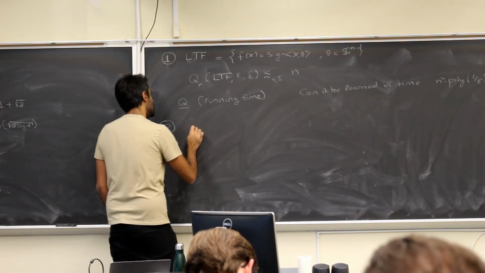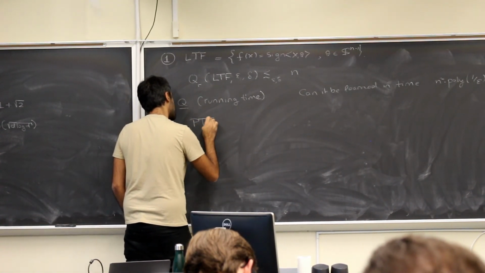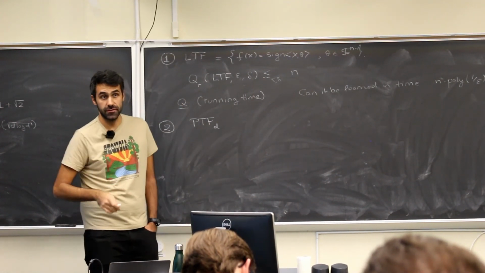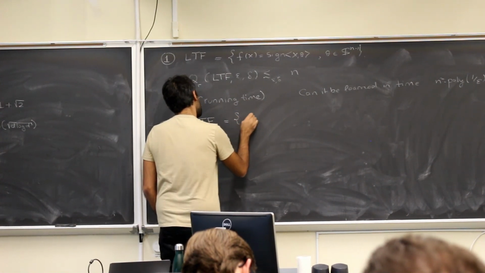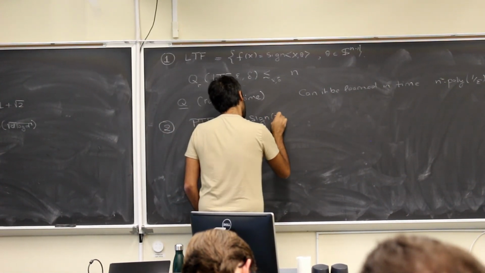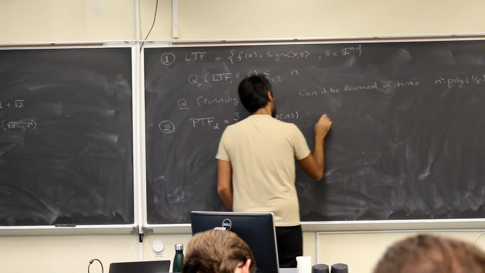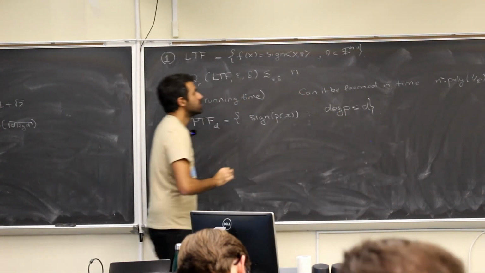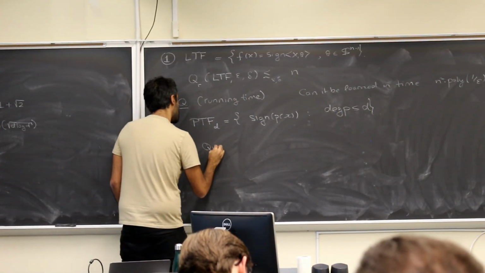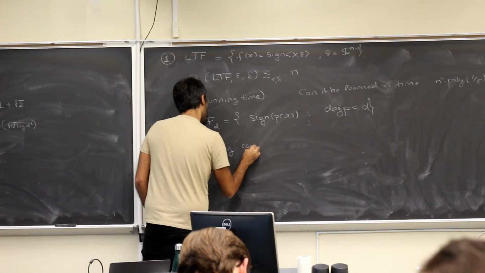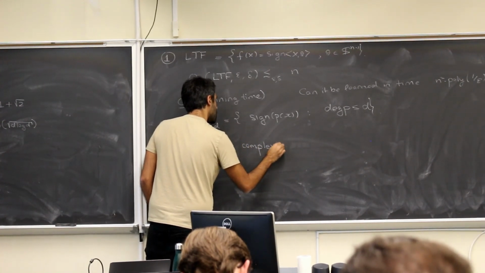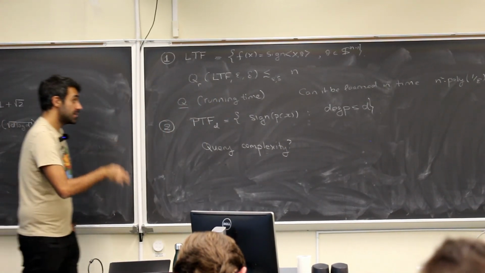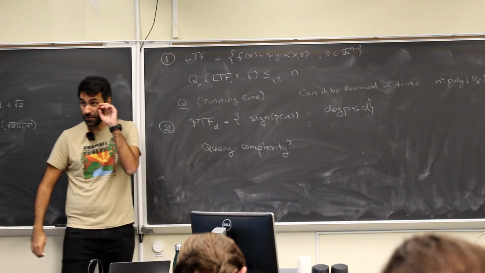The second question, which I don't know much about, is the class called the polynomial threshold functions of degree d. So it's all functions of the form sign of p of x, where p is a polynomial of degree d. And we have no idea about sensible bounds on the sample complexity of this object. I think n to the d is a fairly easy upper bound, and n is a fairly easy lower bound.